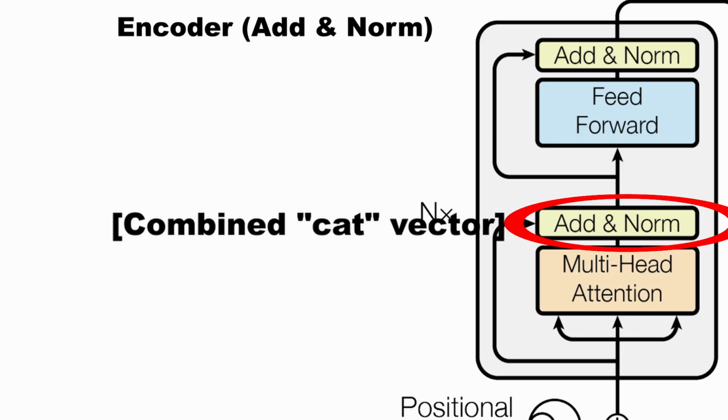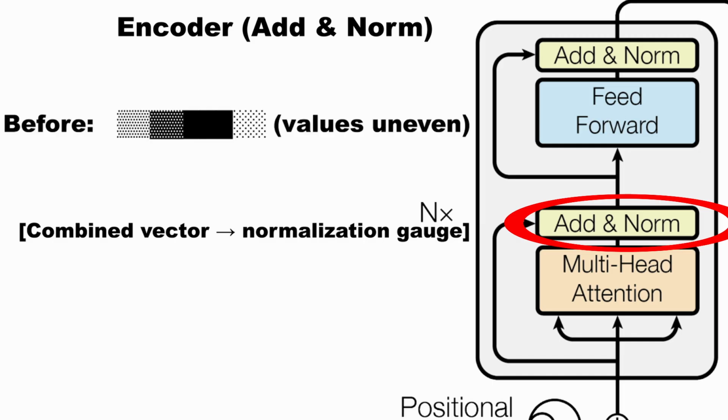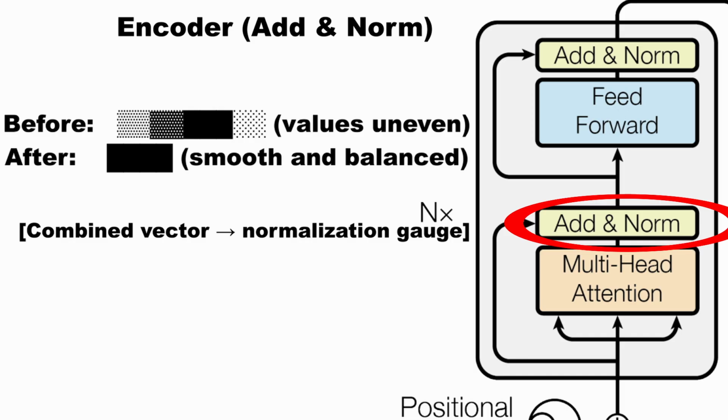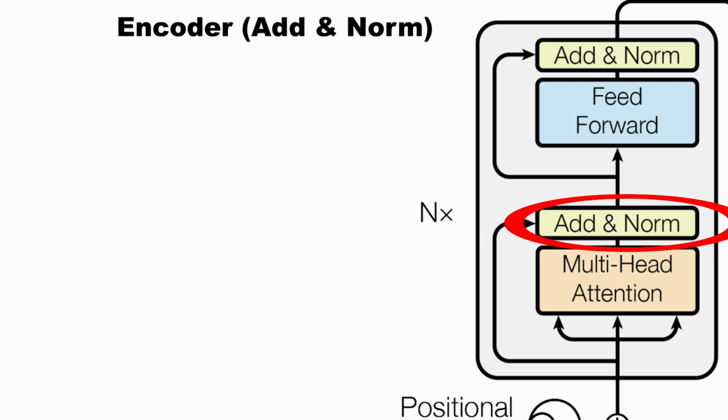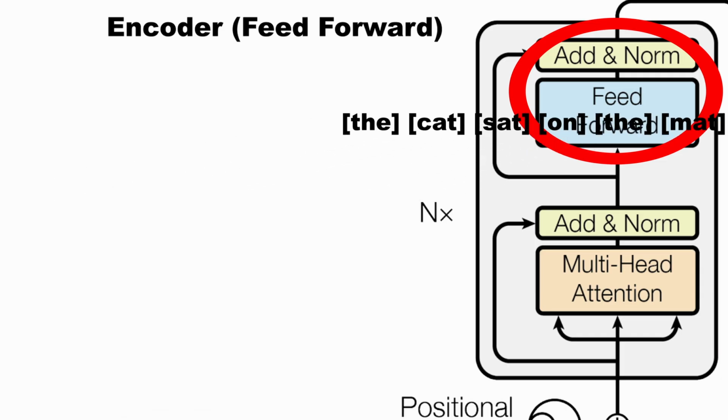After adding the two vectors, we then normalize the result. This step keeps all the values in a consistent range, like making sure no word signal is too loud or too quiet. It stabilizes training and helps the model learn faster and more reliably. Once every word has been updated with context and stabilized, the model gives each one a moment to process that new information on its own. That's what the feed-forward network does. Each word goes through the same small neural network independently.